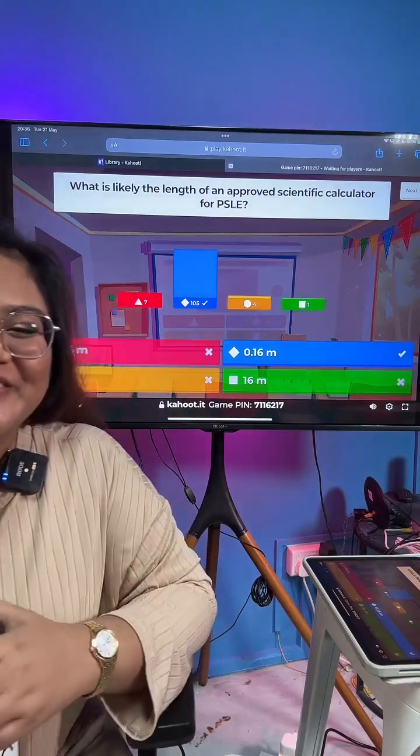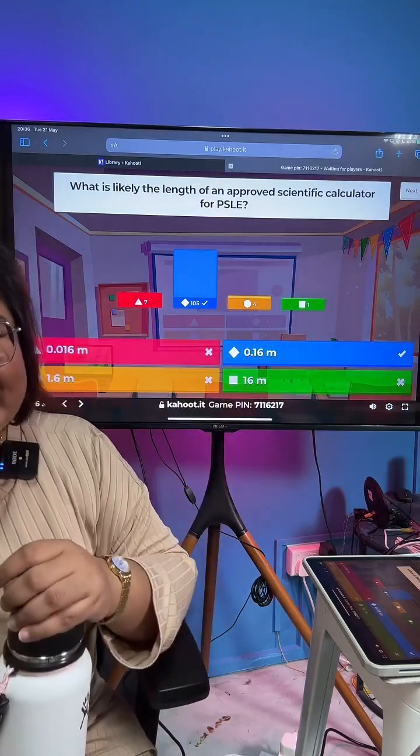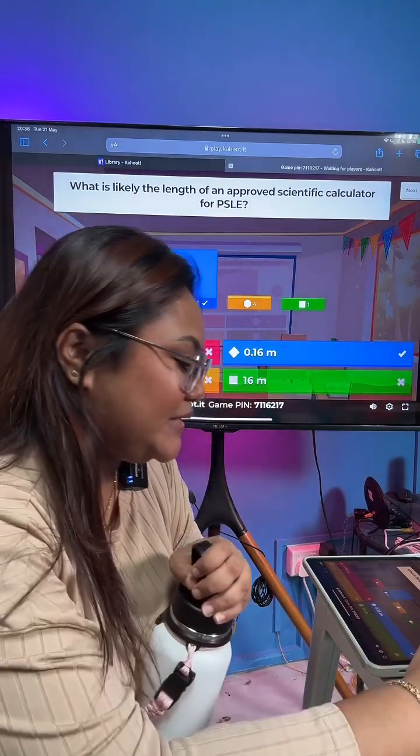Oh my gosh, how come you're still getting it wrong? I thought we went through this just now, the same exact question. Okay, so what is this? 0.16 meters. Let's take a look.